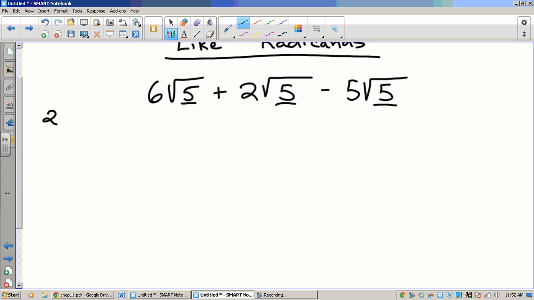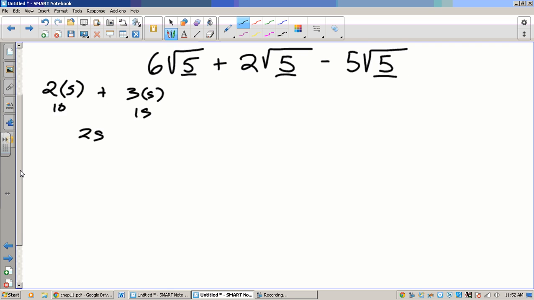If we took 2 times 5 plus 3 times 5, we know that 2 times 5 is 10 and 3 times 5 is 15, and together those are 25. We also could do this another way. Since we have 2 times 5 and 3 times 5, we could do 2 plus 3, which is 5, and do 5 times 5, and that equals 25. So if we're multiplying by the same number, then we can simply add the numbers that we're multiplying by together.